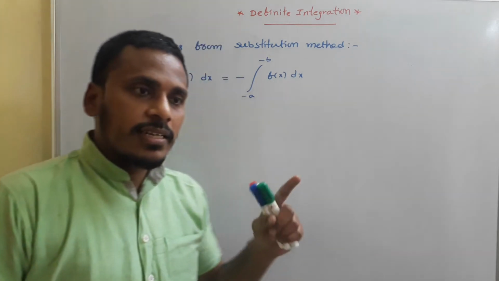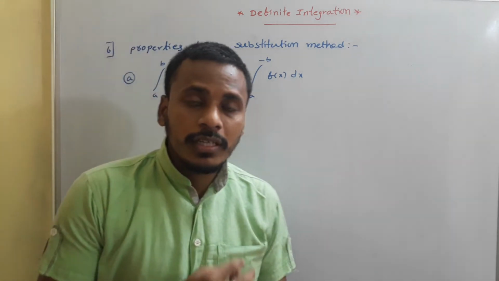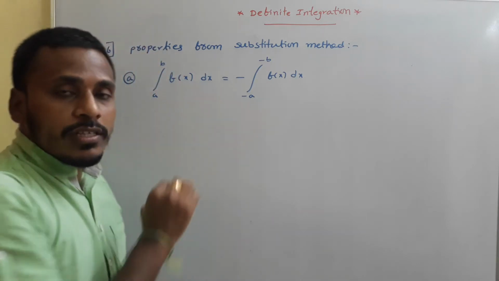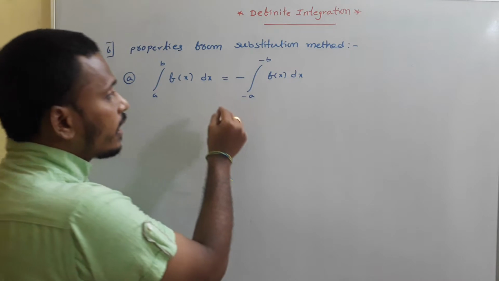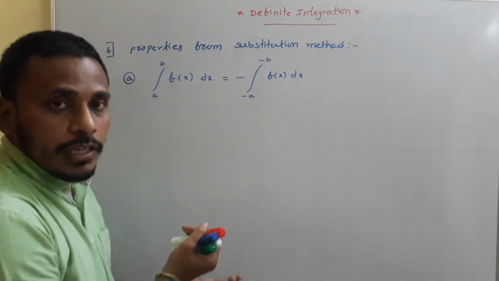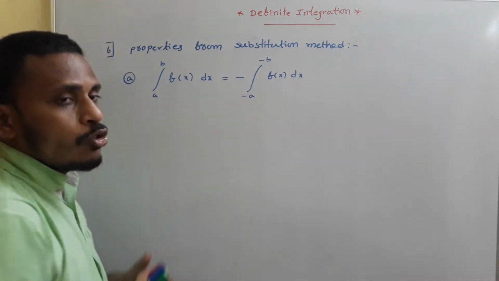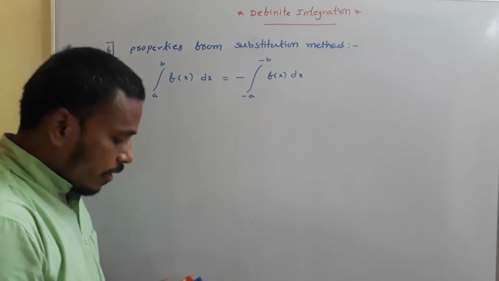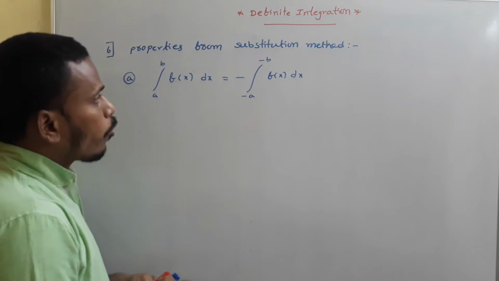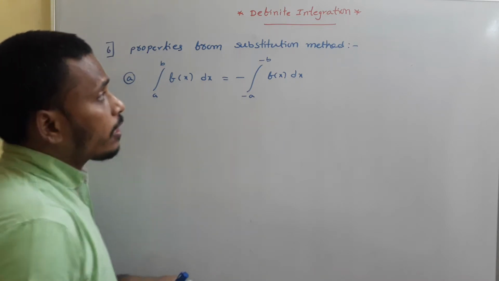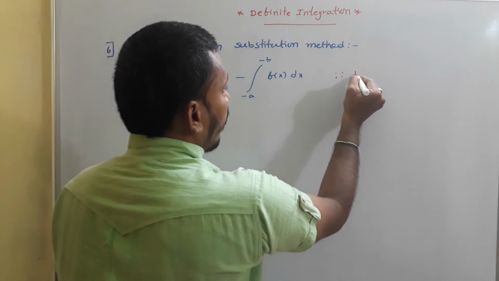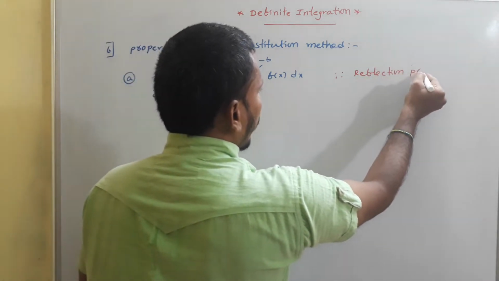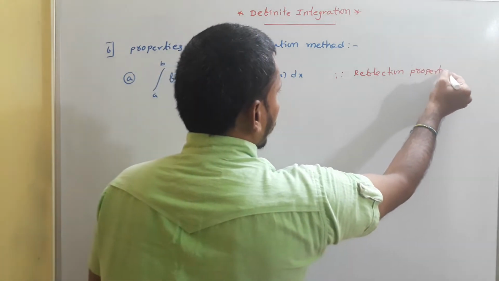Integration. As I said at the fifth point, using the substitution method, here I am going to generate some properties. Okay, so integral a to b f of x dx is equal to minus integral from minus a to minus b f of x dx. Both these integral values are the same. While solving problems, we use this particular property as per the requirement, and usually this property is named the reflection property of definite integrals. Okay, reflection property of definite integrals, but we don't require that name actually, right?